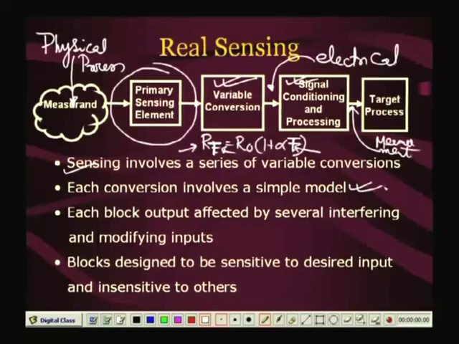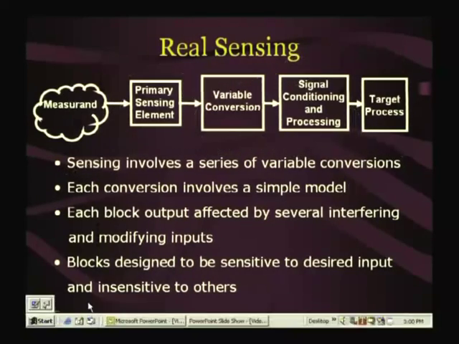So, each conversion actually involves a simple model. However, remember that it's not that simple. We may think that a block output is only dependent on its input, but in practice it will be affected by so many other quantities. So, there will be what is known as interfering and modifying inputs, which degrade the quality of the measurement. A lot of effort is spent by engineers to make these blocks insensitive to these disturbances, the interfering and modifying inputs. As we shall see, in this regard, estimation can help a lot.